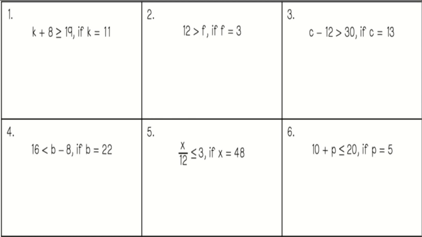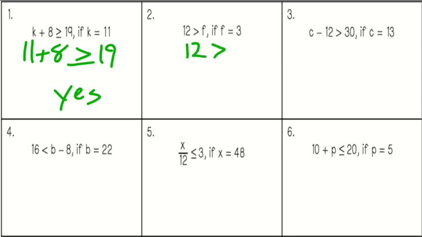Number 1. Jacob. Yes, he's correct. Put 11 in. That's going to be a yes. 11 plus 8 is 19. Since it's got the line underneath it, that works. Kyle, number 2. Yeah, that one, you don't even really have to do any math. We just know 12 is greater than 3, so that's a definite yes. Grade, number 3. That's a no.